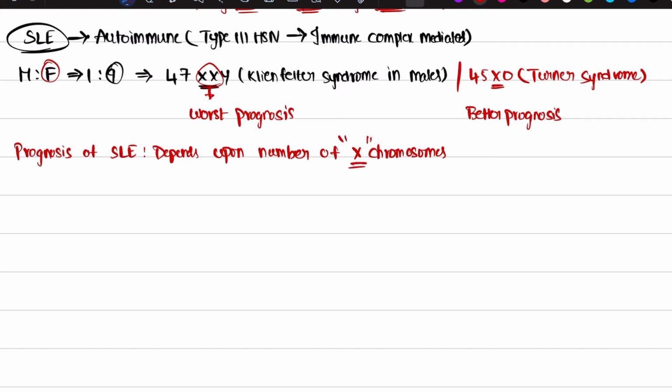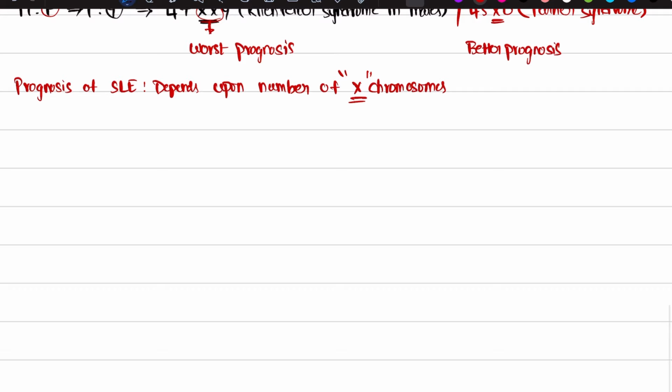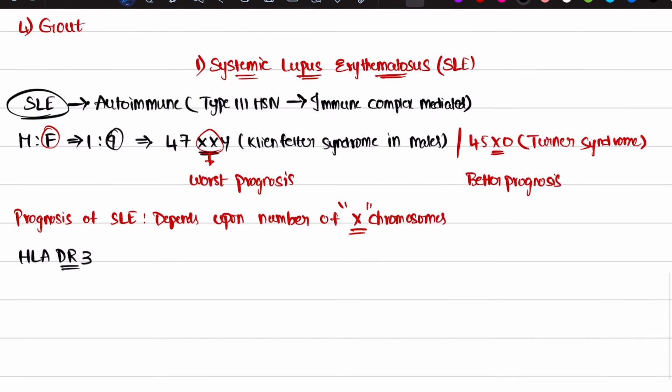I hope you guys understand the concept clearly, and it belongs to HLA-DR3. So this is a small introduction about this bad disease, SLE.